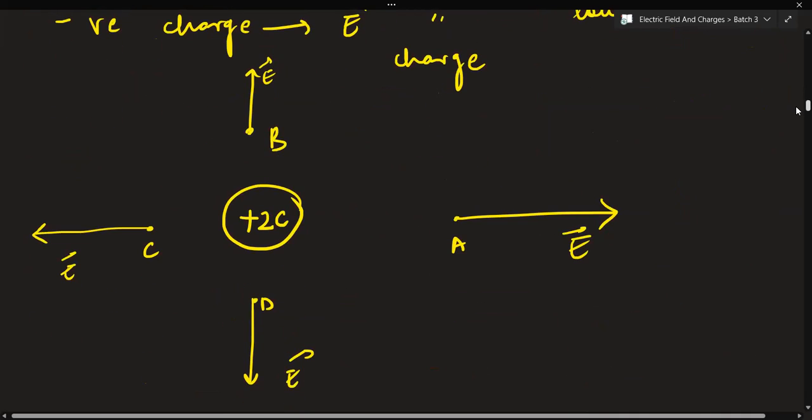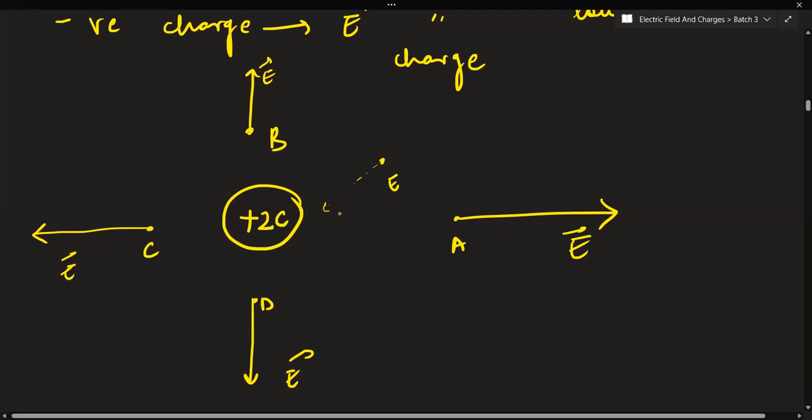If you have a positive charge with you, then the direction of field is given by moving away from the charge. For example, I have taken this point, let's say this is point E. This is my positive charge. If I move myself in this manner, I'll be going towards the charge.